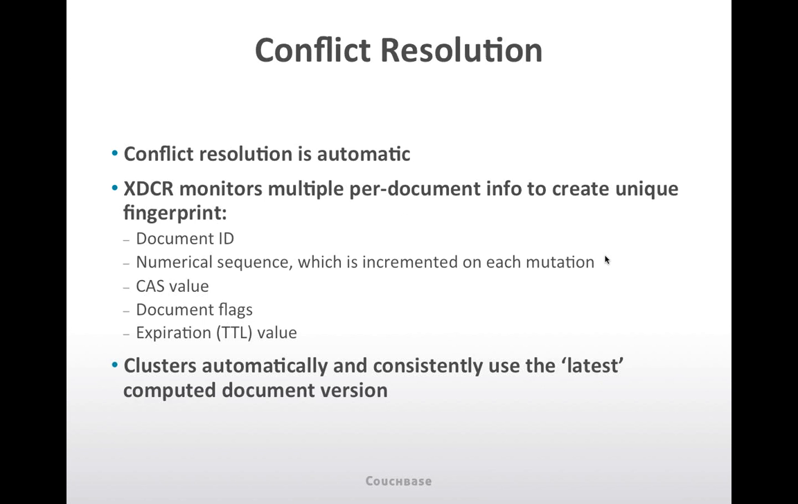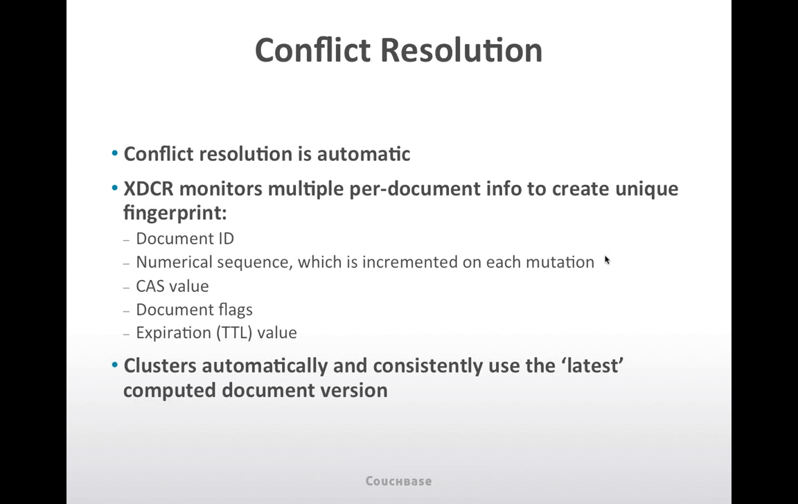Conflict resolution. This is one of the questions that we had earlier. What happens if we make a write to the same document in 2 different clusters that are configured with master-master replication? Our conflict detection and resolution is automatic. We monitor multiple pieces of metadata within a document to create a kind of fingerprint for that document. We use the document name, a sequence number that is incremented on each mutation, and a mutation is any kind of write operation. So a set, an add, an update, a delete, an expiration will all increment this numeric value. We use the CAS value, and any flags and TTLs to create a unique identifier for that document.